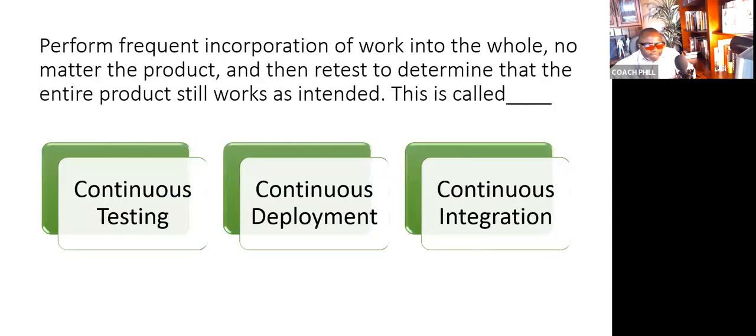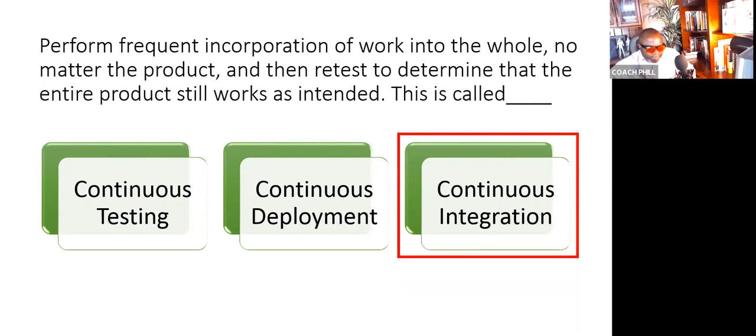Next question. Perform frequent incorporation of work into the whole, no matter the product, and then retest to determine that the entire product still works as intended. This is called what? The answer is continuous integration. Not continuous testing, not continuous deployment, but continuous integration. Take a look at page 56 in your Agile Practice Guide. Make sure you know what continuous integration is.